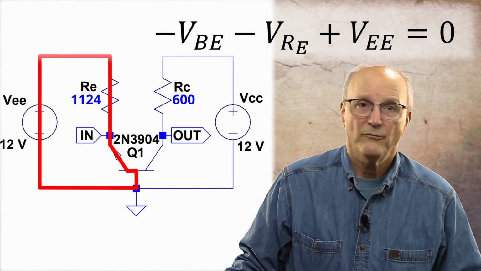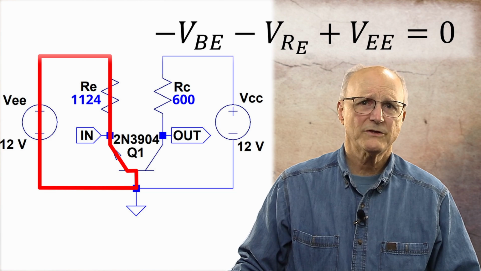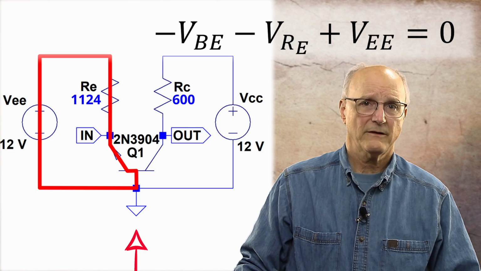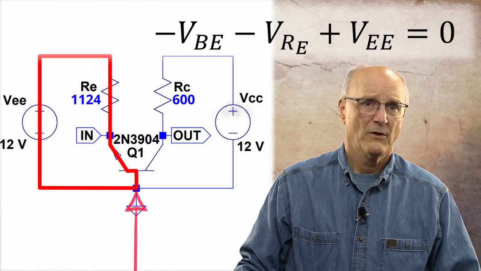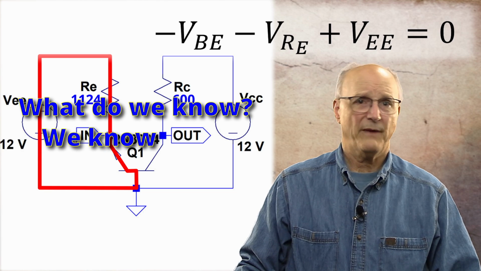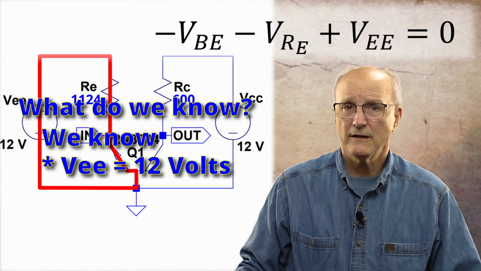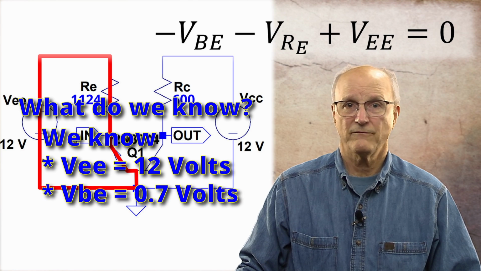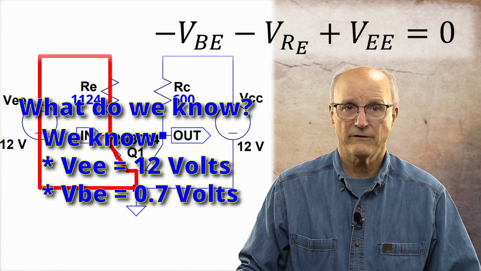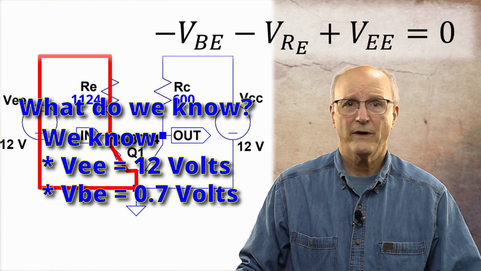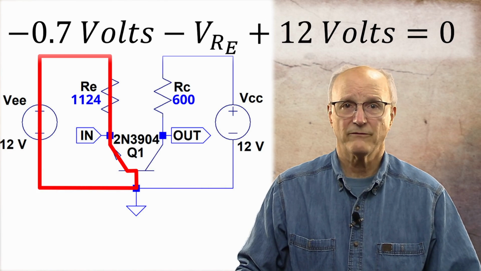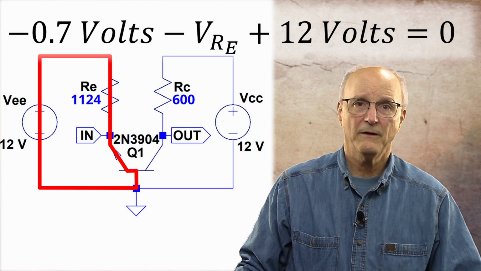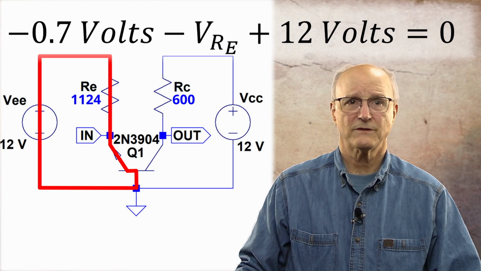So let's begin with the emitter circuit, writing Kirchhoff's voltage equation using the same loop we used before, starting at the base of the transistor. What do we know? Well, we know that the power supply voltage, VEE, is 12 volts, and we know the voltage across the base emitter junction, VBE, is 0.7 volts. Putting this in our equation, we get minus 0.7 volts minus the voltage across the emitter resistor, V sub RE, plus 12 volts is equal to 0.